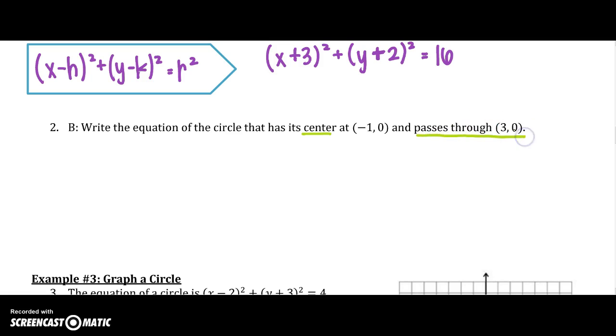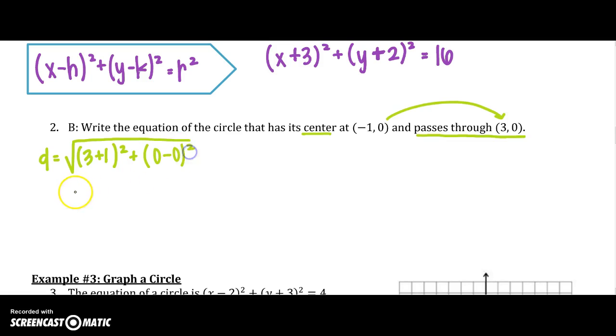If you see that it passes through, you know you need to do the distance formula first, from our center to our point. We need to find the distance, so we will say x2 minus x1 plus y2 minus y1. So we would say the square root of 4 squared plus 0 squared. You're doing the distance formula in case you don't have a graph that these 2 points are on, so you can find the radius here.